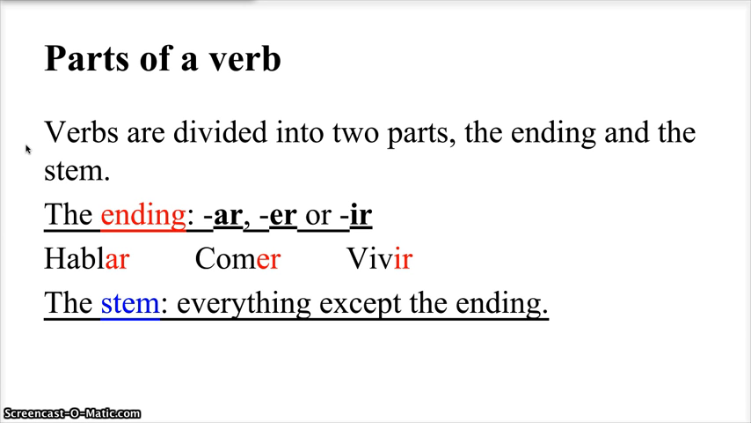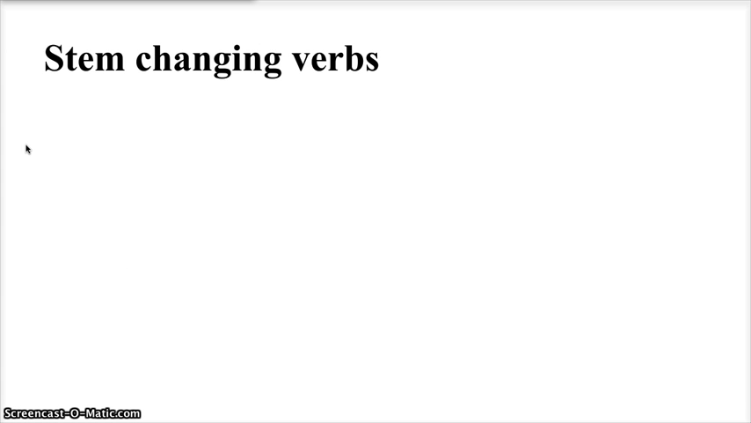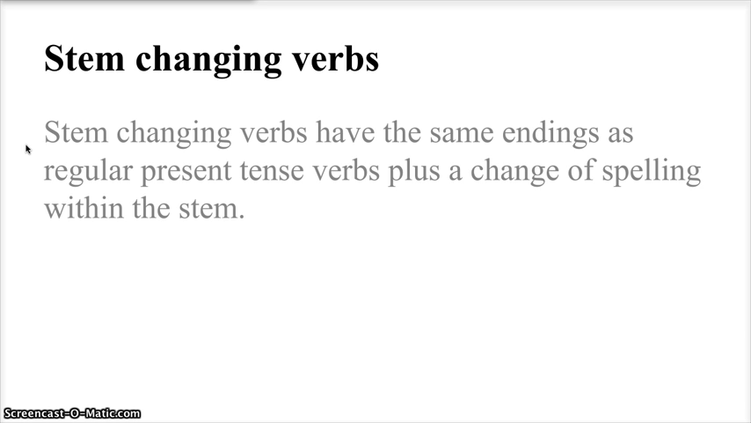The stem is everything except the ending. So if you were to take off the endings, the stem is what remains. For hablar, this is habl, comer, com, and vivir, viv. So now that we remember the parts of our verbs, let's look into stem changing verbs.